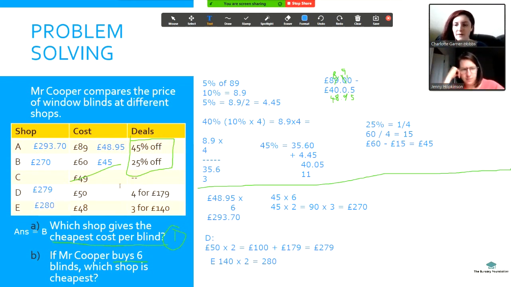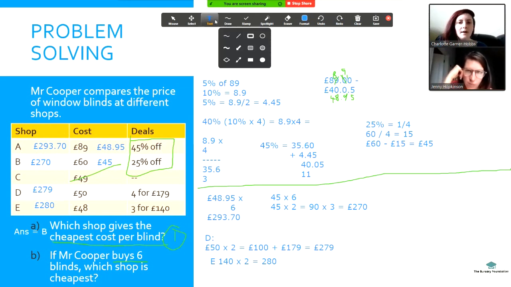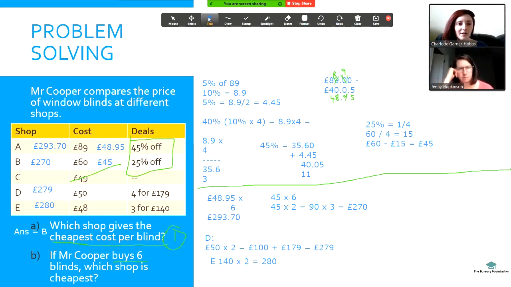So, is B still the cheapest shop to go to or not? Yeah. It does end up as cheapest in this case. However, quite a lot of these questions will do the deals differently, so it doesn't end up as the cheapest one. So it's well worth your while checking and not just making the assumption.